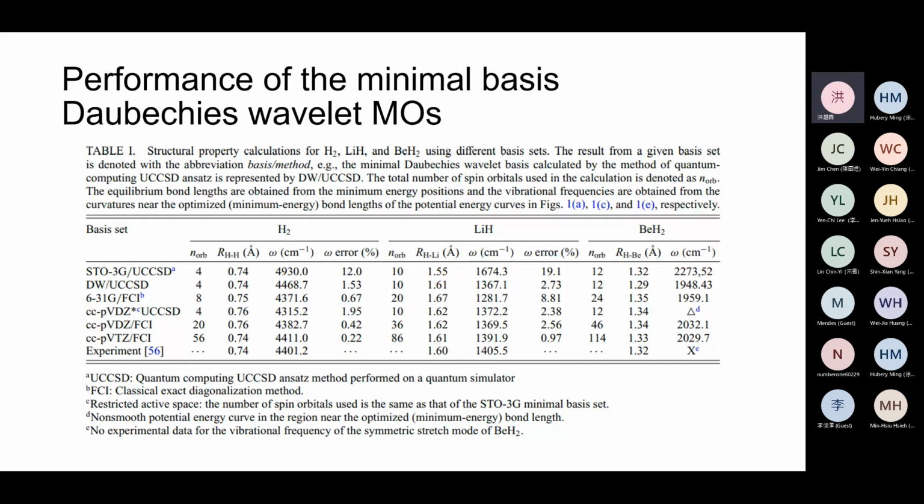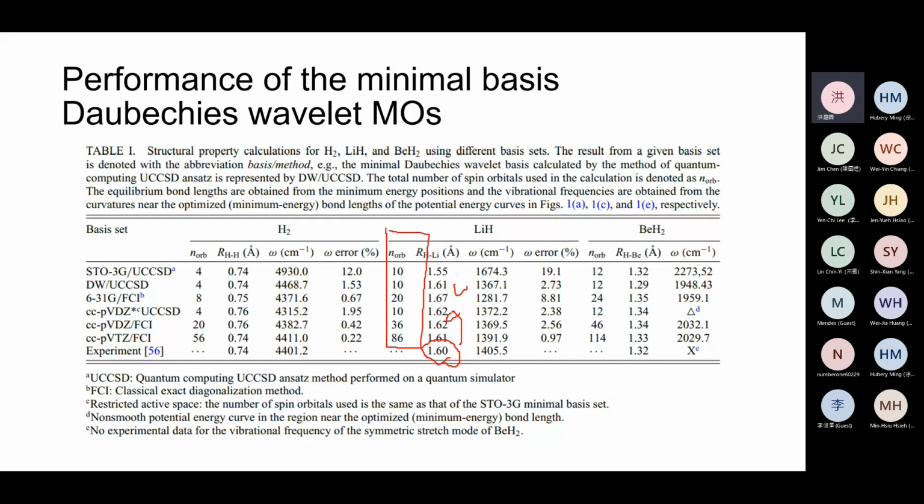Daubechies, let me change to another. Oops. This one. With Daubechies wavelet and the cc-pV series, we can get a reasonable result compared to the experimental value. But now let's look at the number of orbitals here.